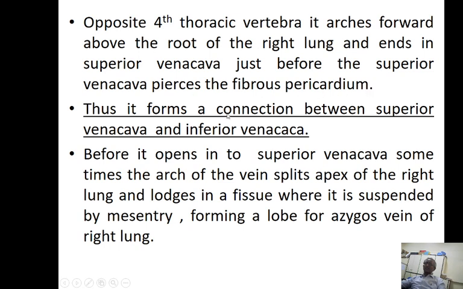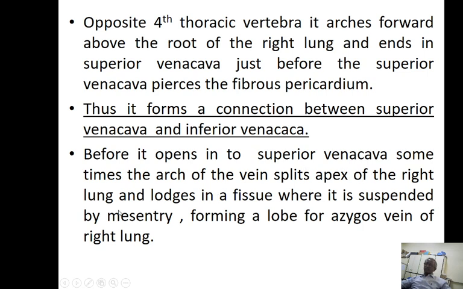So the azygos vein coming from lower down, passing through the aortic opening and passing in front of the lower 8 thoracic vertebrae, then after reaching the 4th thoracic vertebra, arches forward above the right lung root and ends in the superior vena cava just before the superior vena cava pierces the fibrous pericardium. Thus it forms a connection between the superior vena cava and inferior vena cava, as it comes directly from the posterior aspect of the inferior vena cava at or below the level of the renal veins, and then joins the superior vena cava just before it pierces the pericardium.